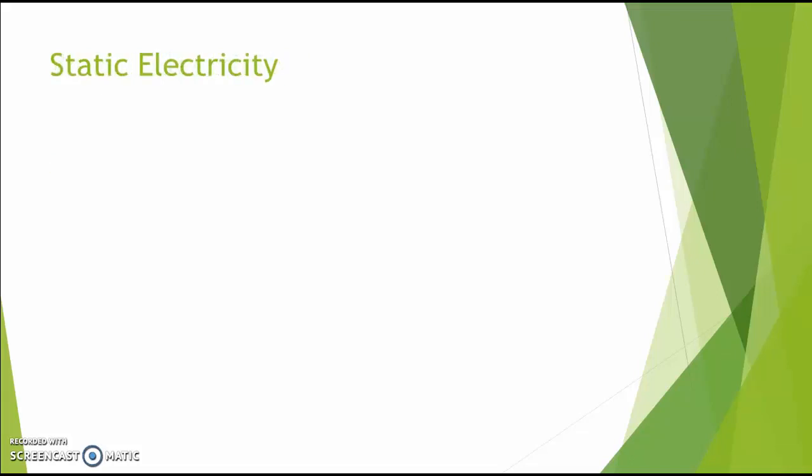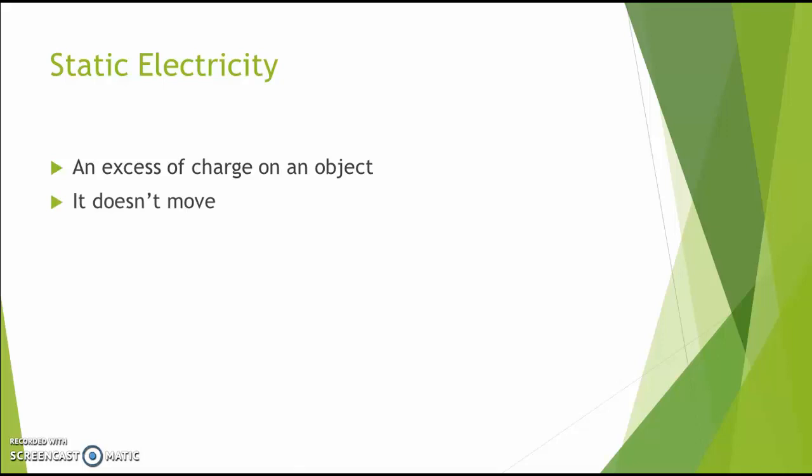Okay, let's start with a definition of static electricity. Now, static electricity, you might know, is the electricity that appears when you rub a balloon and static electricity builds up on it. It's the electricity that on a dry day, if you walk across a carpet, you may feel a small zap when you go close to someone else. Static electricity is an excess of charge on an object. And like the name implies, static electricity doesn't move.